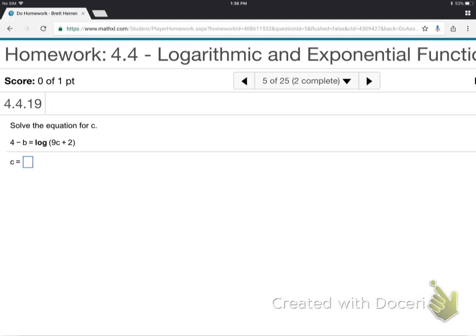All right, so here we are on number 5 in section 4.4. Let me write it out for us. 4 minus b is the log of 9c plus 2. Okay, so we're trying to solve that equation.